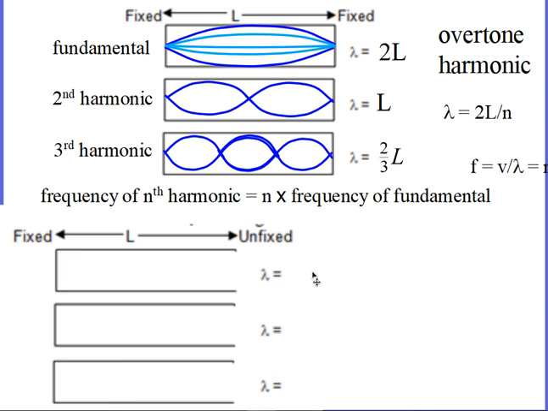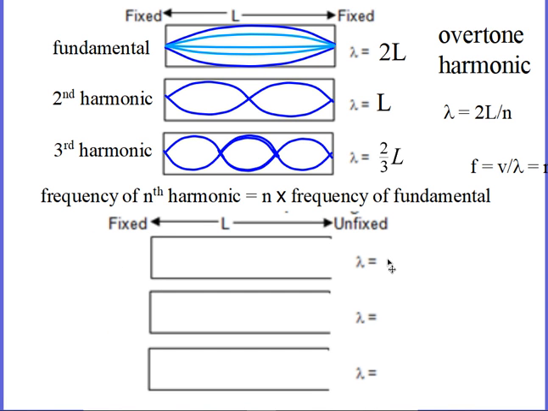Okay. Here is another scenario where instead of both fixed, one is fixed and the other is unfixed. So here where it's fixed and it cannot move, you're going to have a node there, but here where it's unfixed and it can move, you're going to have an antinode there. See if you could draw that. Stop the show. You started the show again, and this is what you should have drawn on your worksheet.